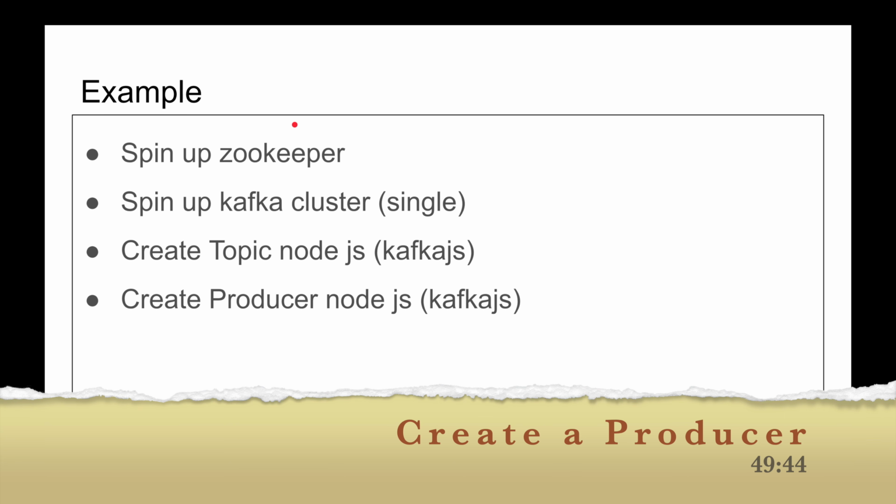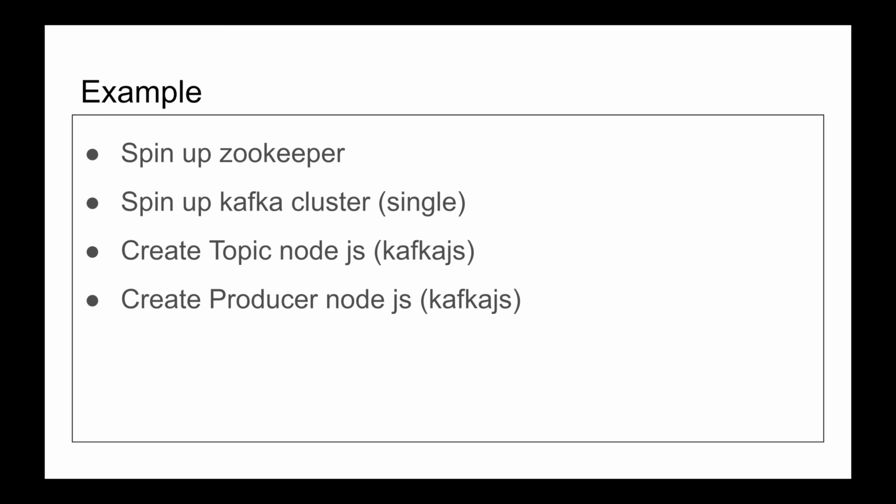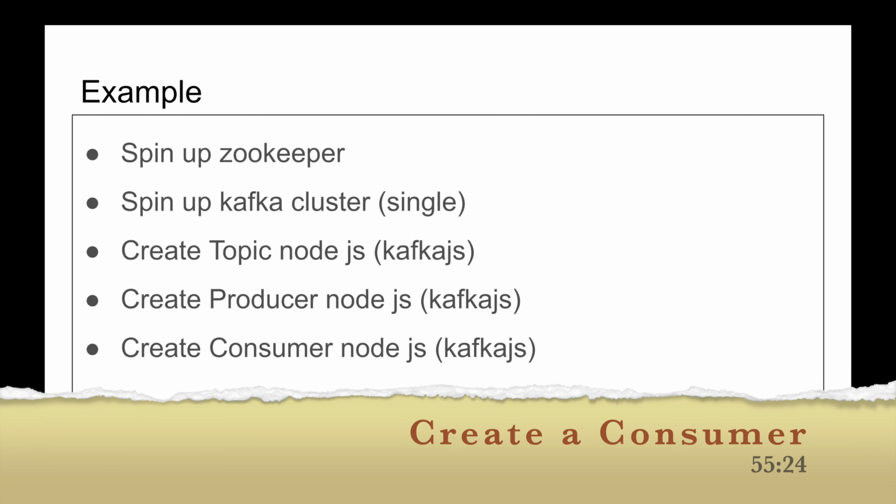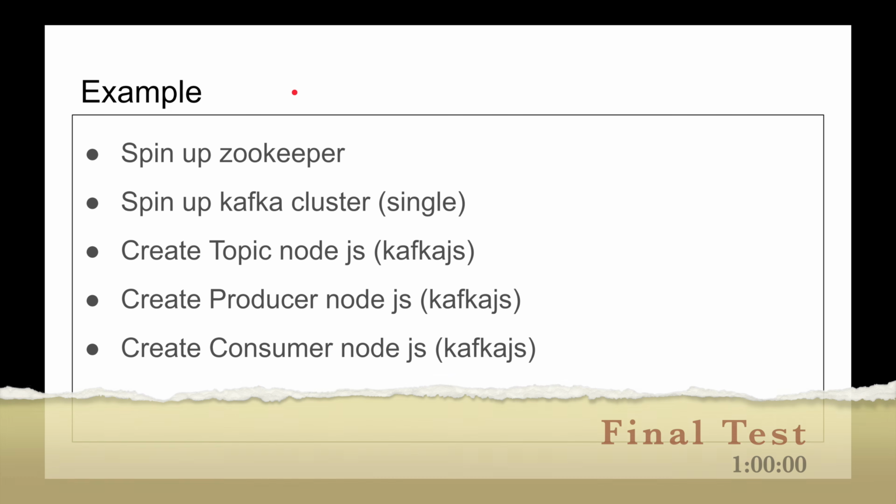We're gonna create a producer. We're gonna write a message to the user's topic. And then we're gonna write a consumer that consumes from the user's topic. Let's just jump into it.